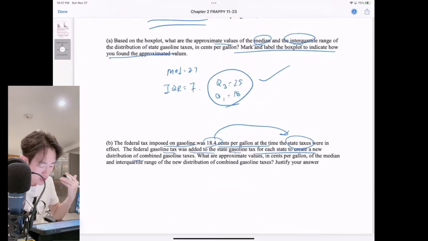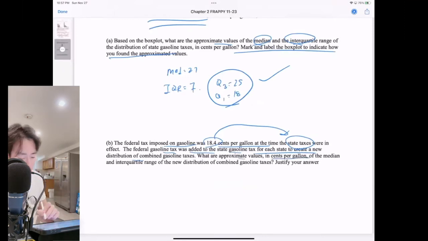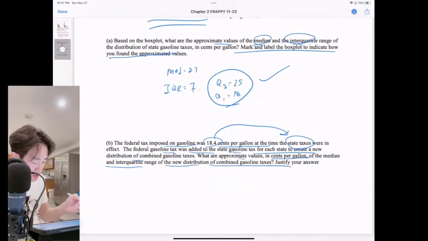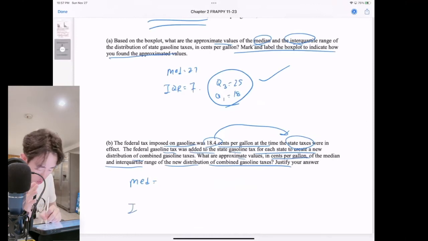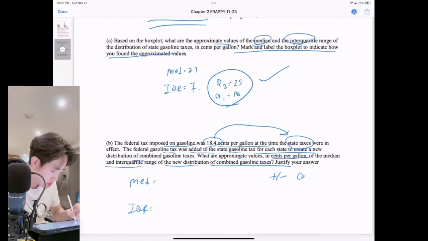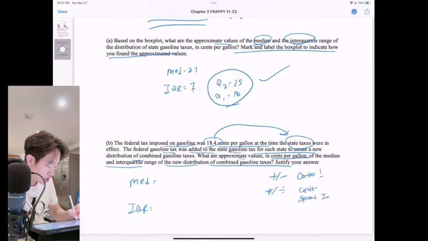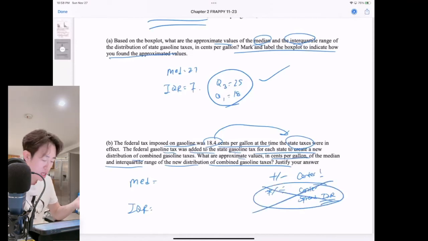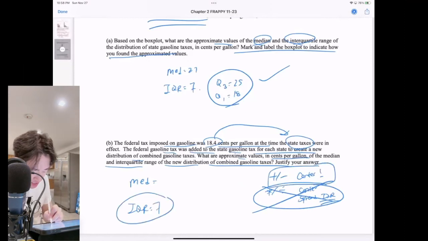So when these are added, what are the approximate values in cents per gallon of the median and the interquartile range of the new distribution of combined gasoline taxes? How would the median change, and how would the IQR change? Guys, remember, when you're adding or subtracting, the only thing that changes is the center. For multiplication and division, the center as well as the spread changes, which includes the IQR. But we're not multiplying or dividing by anything, which means the spread stays the same.